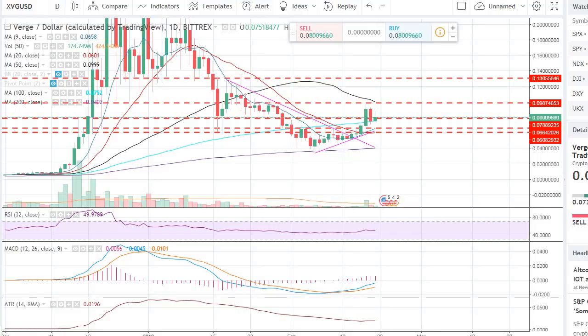So in this video I want to make a just quick short video regarding a couple of the coins that we have been monitoring for the last few days. One of them has already reached its target point and did the retracement.